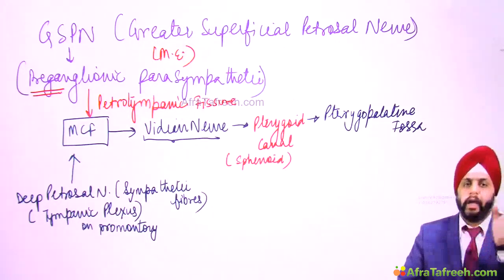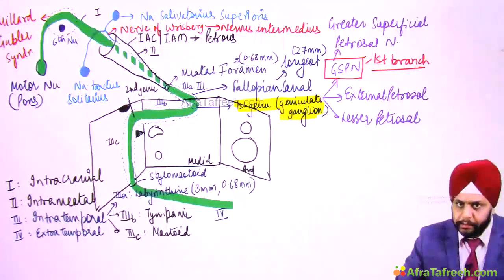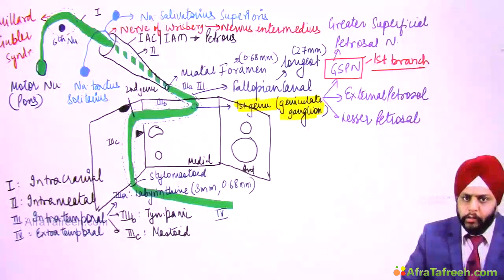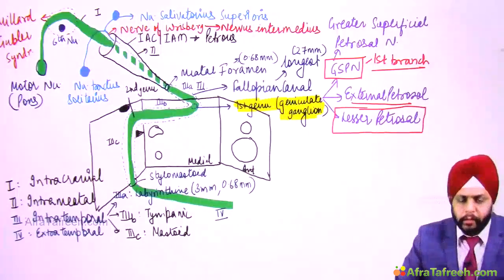Okay, let's go back to the nerve. Now we have seen the GSPN. The external petrosal is not that important. Let us study about the lesser petrosal nerve. Shall we? Alright, so let's study about the lesser petrosal nerve.